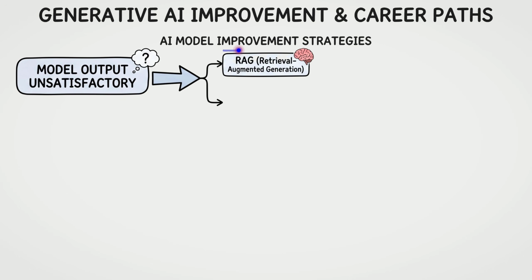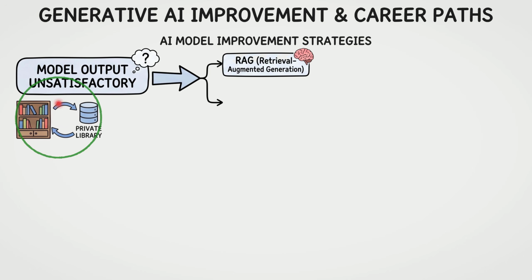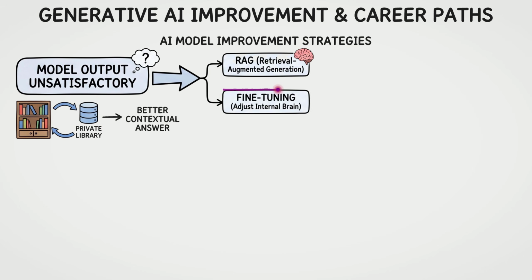The first is RAG, which stands for Retrieval-Augmented Generation. Think of this as giving the model access to a private library so it can look up the right information before giving you a better contextual answer. If RAG isn't enough to solve the problem, we move to the second strategy, which is fine-tuning to actually change the model's internal brain. There's a broader category for this called PEFT or Parameter Efficient Fine-Tuning, which focuses on changing as few parameters as possible to save time and money.